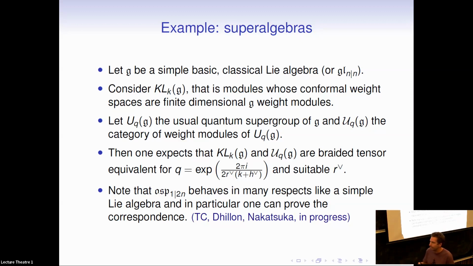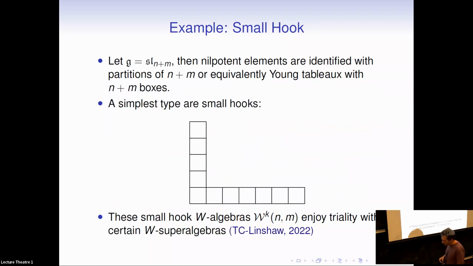And in fact, if one talks about Lie superalgebras, one should always remember that OSP(1|2n), even though it's a superalgebra, should be called a Lie algebra in the sense that its representation theory is really of that type.